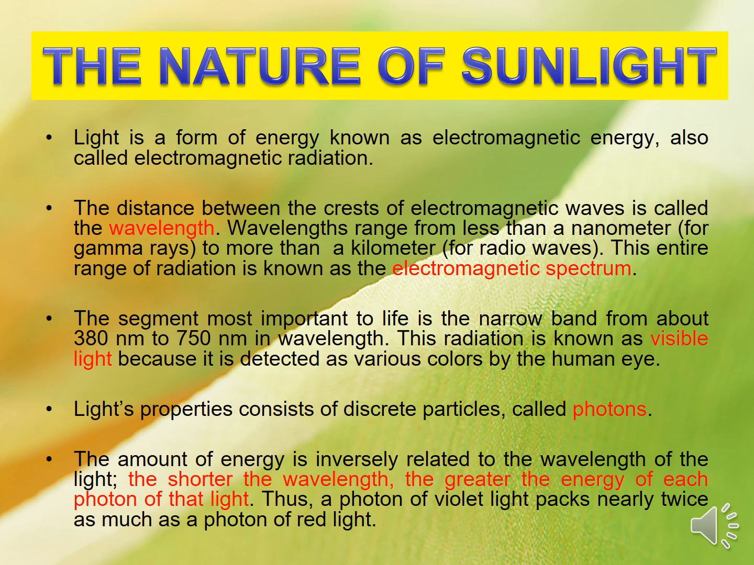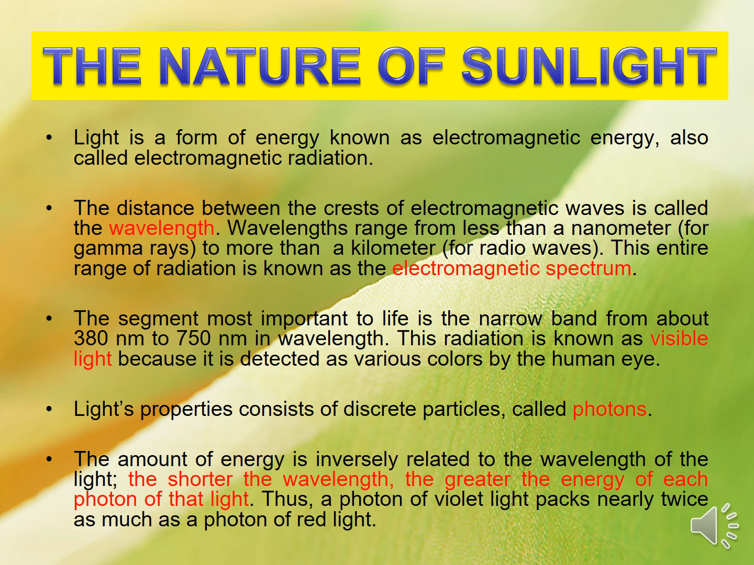This wavelength has a range, from the shortest, which is less than a nanometer, like gamma rays or X-rays, to the longer wavelengths, which are more than a kilometer, such as radio waves. Because of that, you are still able to hear songs from the radio or television, because they have a long wavelength. This entire range of radiation we call the electromagnetic spectrum.